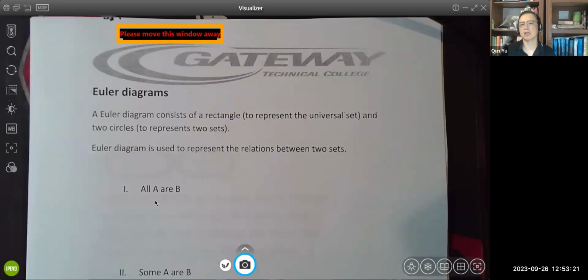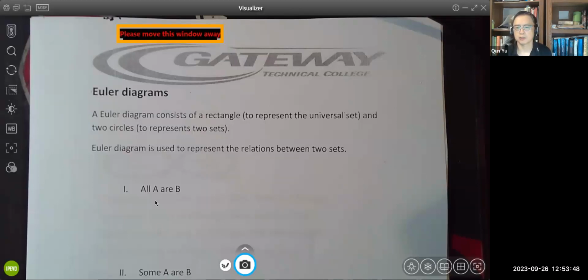What is an Euler diagram? Basically, it consists of a rectangle, which represents the universal set, and two circles to represent two individual sets. Usually when we draw an Euler diagram, we don't draw that rectangle. If you look at your homework, you don't see those rectangles.